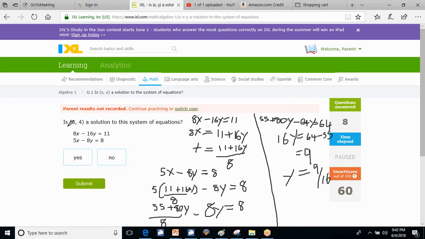But what they're asking is, is x 8 and y 4 a solution for this equation? No, right? Because y is not 4. Y is 9 over 16. So we can say no, right?